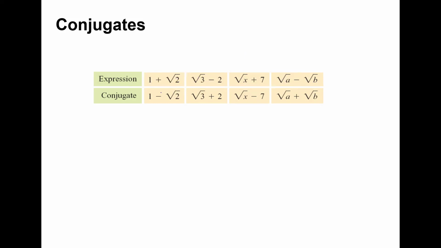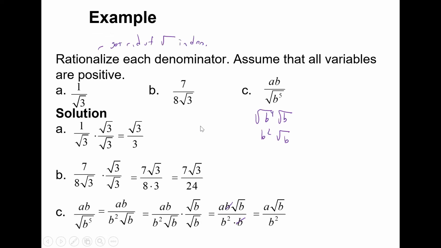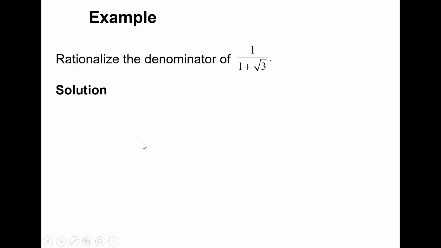Well, in this case, we just change the sign in the middle. So from a plus to a minus, minus to a plus. And in all those cases, your square root's going to disappear if you use that as your conjugate to multiply by. Because what we're doing is multiplying by what would make it so we get rid of the square roots. So that would give us a 3.